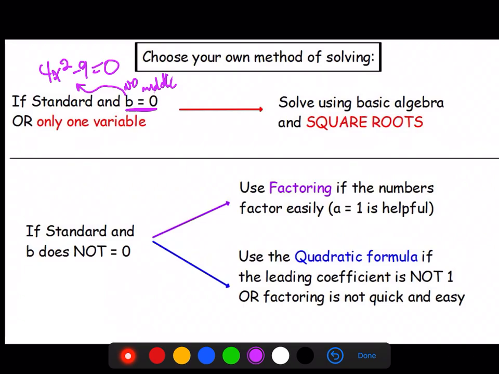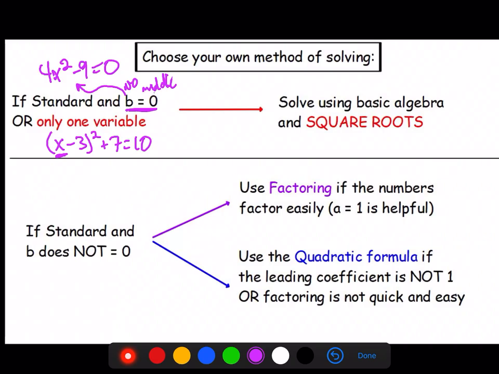Now, you can also do that if there's only one variable. What if we had an equation like x minus 3 squared, let's just say plus 7 equals 10? Well, there, again, it's not standard form, but notice how we only have one x. That's a great time to solve by square roots. And we'll maybe look at one of those here in just a minute.